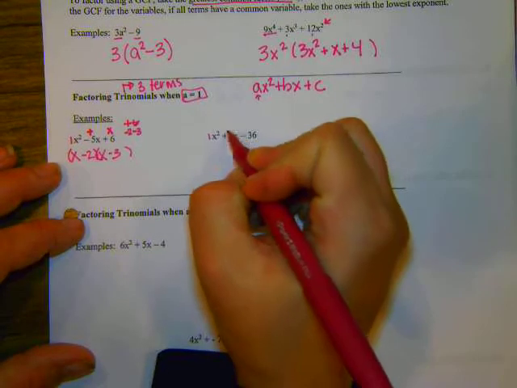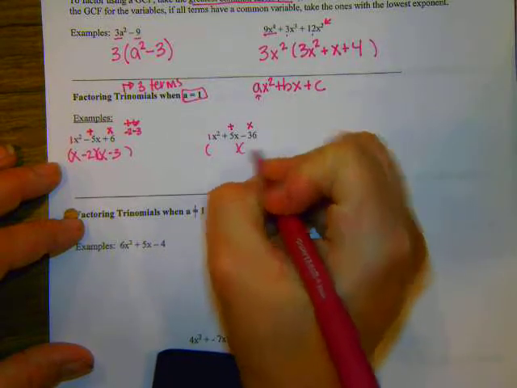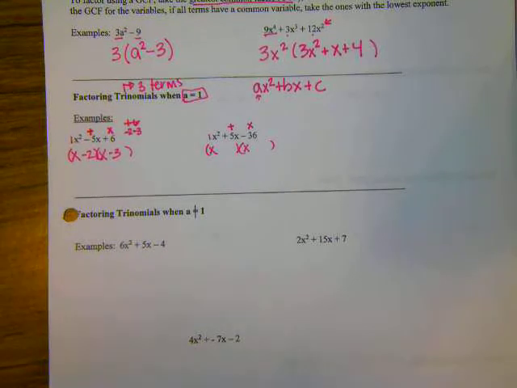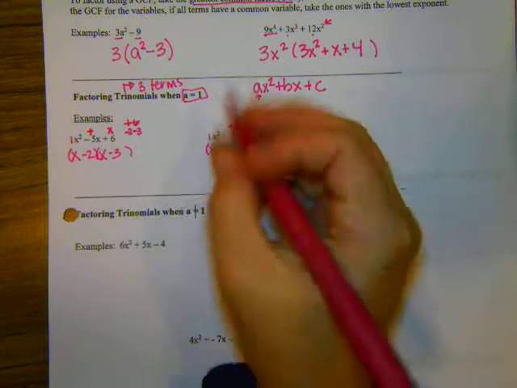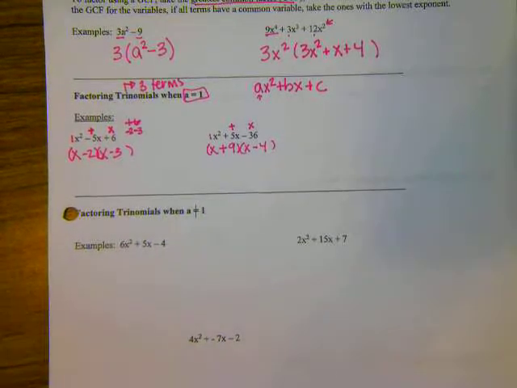Same thing here, numbers that add to 5 and multiply to negative 36. Start putting it in factored form. And then you have to think, what numbers add to 5 and multiply to negative 36? It has to be positive 9 and negative 4. And there is factored form with the trinomial when a is 1.